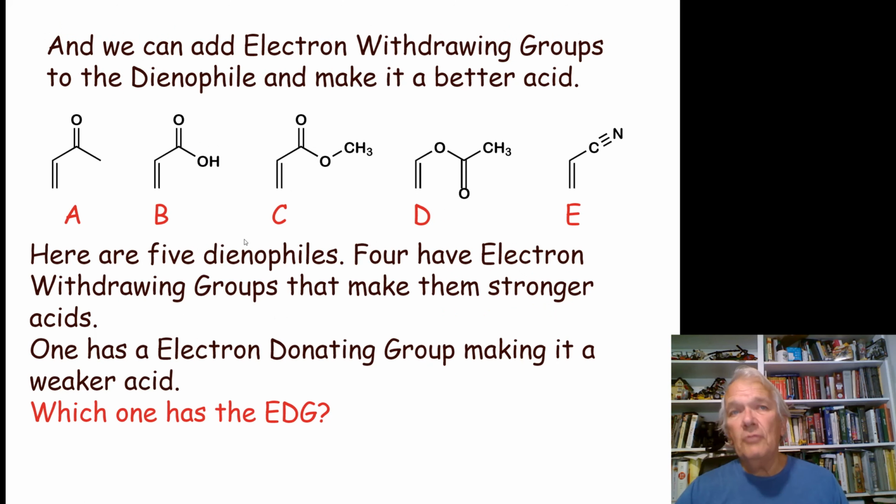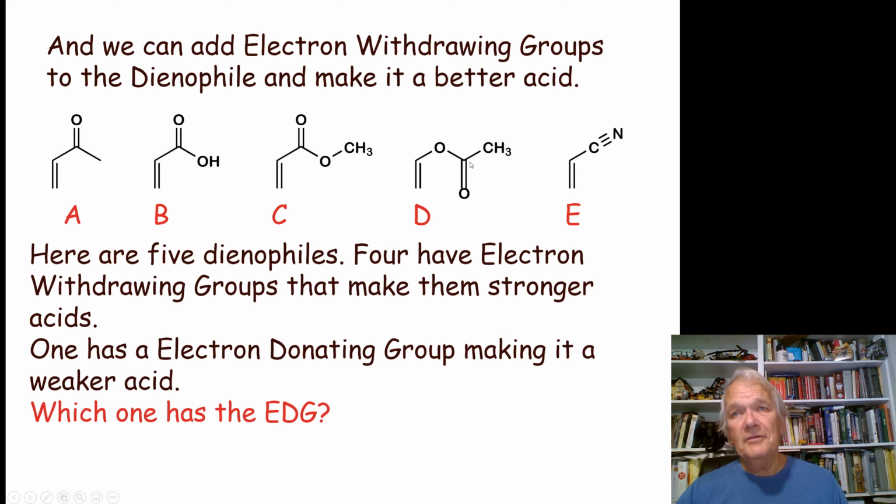So let's look at electron withdrawing groups. Now we're going to look at the dienophile, the alkene. Which of these withdraw electrons? Well, obviously anything with a carbonyl withdraws electrons. So A is withdrawing electrons, B, C, and then the cyanide is good. Cyanide is not as good as carbonyl, but it's pretty good. So A, B, C, and E are good.